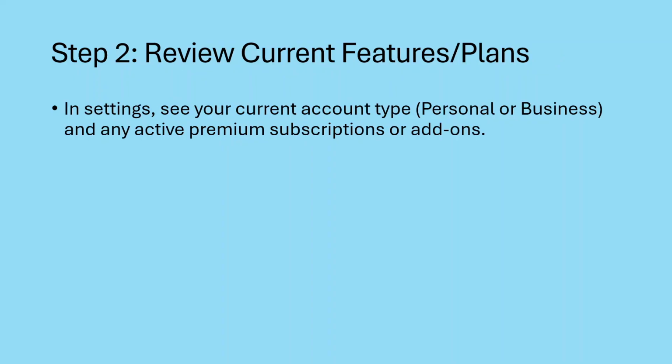Step 2. Review current features and plans. In settings, see your current account type, personal or business, and any active premium subscriptions or add-ons.